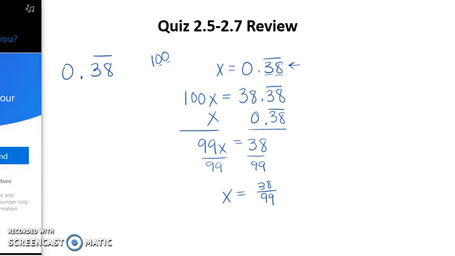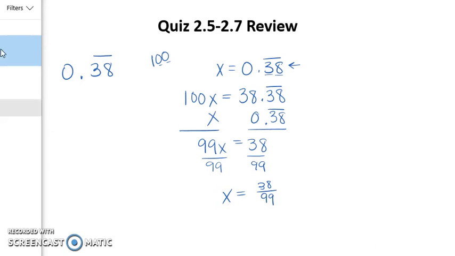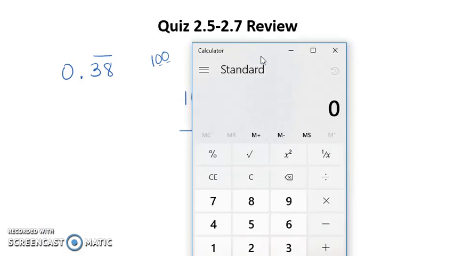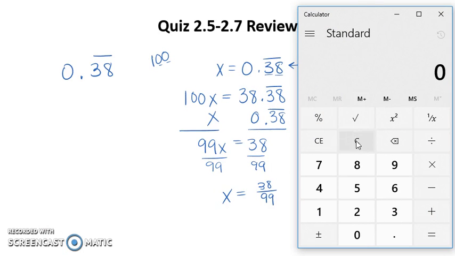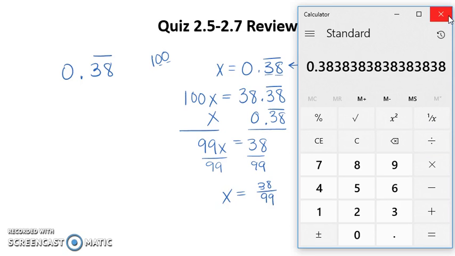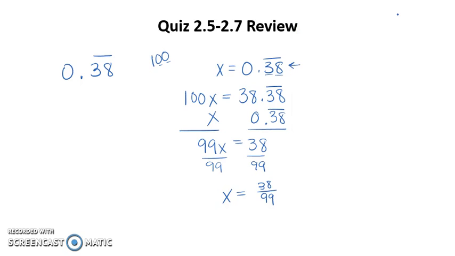And real quick, let's grab a calculator. You can see here, because I want you to check every single problem on this test to ensure that you get 100, if we do 38 divided by 99, we get 0.383838. That's our 38 repeating, so we know we got the correct answer. So just make sure on every question on this quiz, you go back and you check.